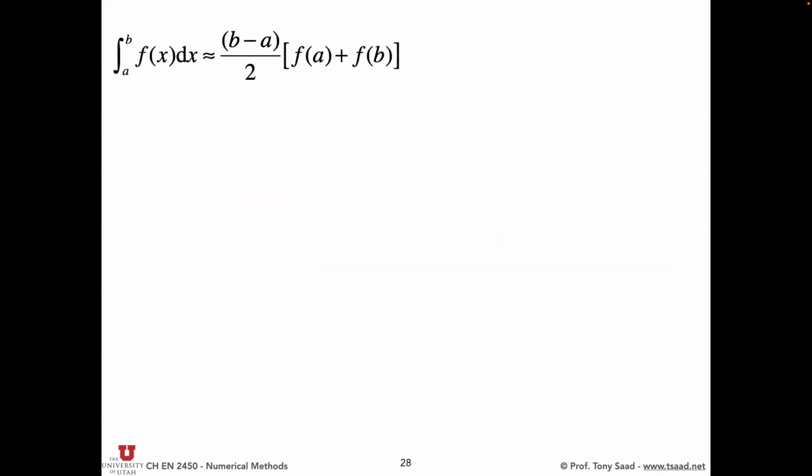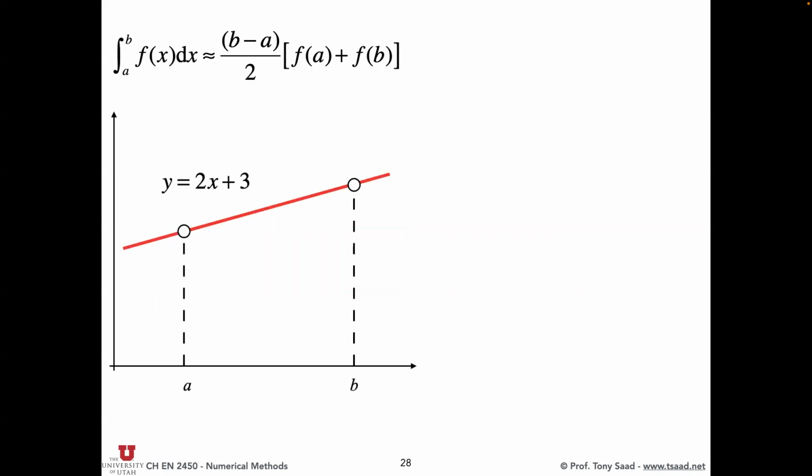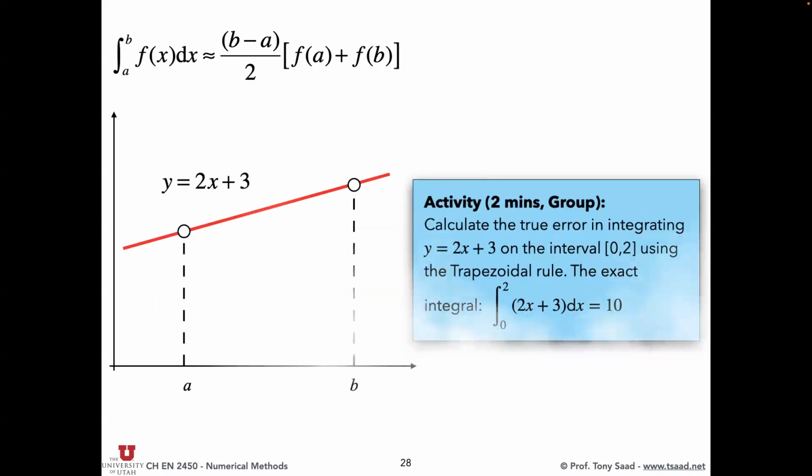Okay, so that's the trapezoidal rule. Now I'm asking you, calculate the error in integrating the function y equal 2x plus 3 on the interval 0, 2 using the trapezoidal rule. Who's got the answer in a second? Kara. Yes, there's no error because the trapezoidal rule approximates a function by a straight line. But if the function is a straight line, that approximation is exact. So there's no error.